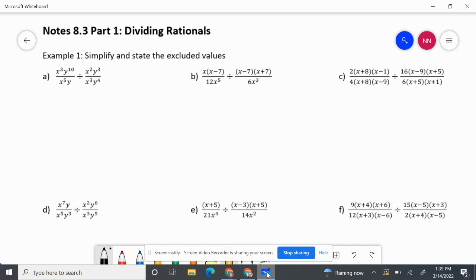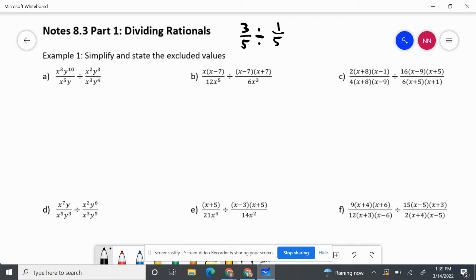What we're going to do is look at dividing rationals. Now, dividing rationals, you've done in junior high, where you have 3/5 and we divide, let's say, 1/5. And what happens is we multiply by the reciprocal.